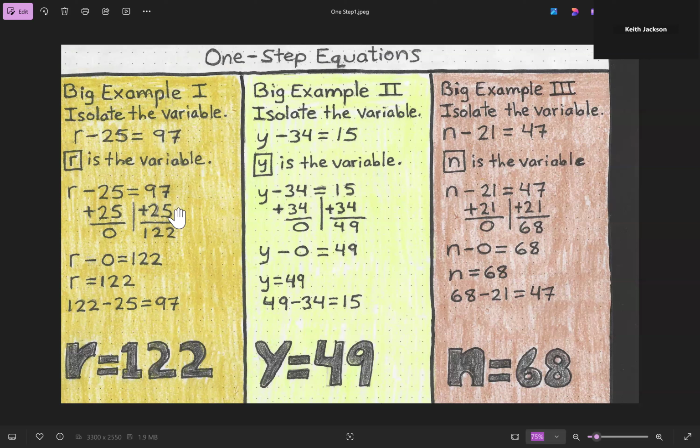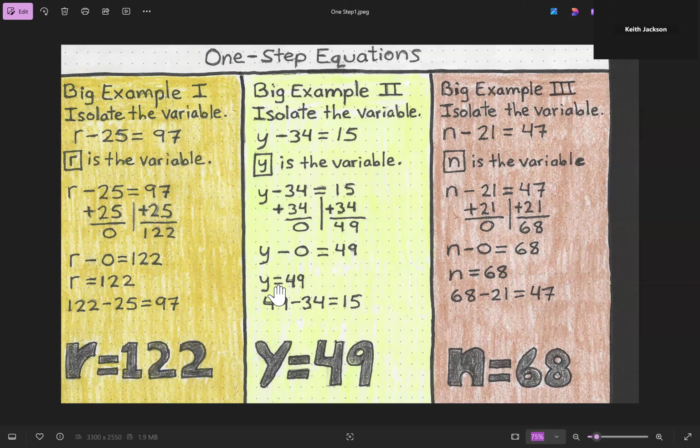And so when we add 25 to both sides, we have 97 plus 25 will give us 122. And so when we have that right there, now we can say that r minus 0 is equal to 122. So guess what? R can only equal 122. And so in this case, we know that since r is 122, 122 minus 25 will give us 97. So we know for sure that this is correct. R is equivalent to 122.